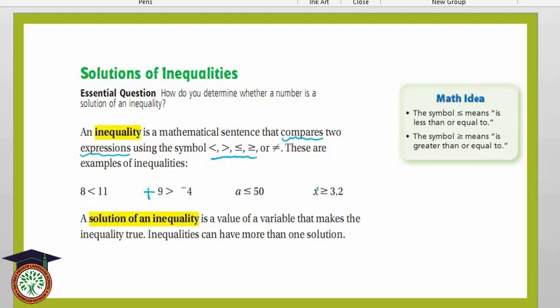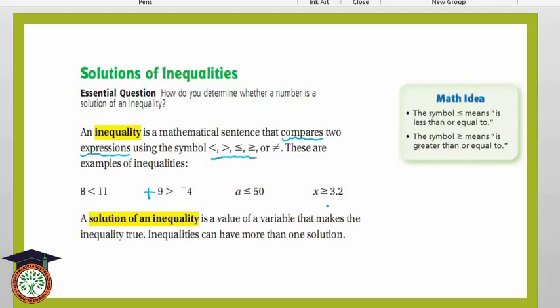Here we have the variable a is less than or equal to 50. So a can take any value less than or equal to 50. A can equal 50, or a can equal 49, 48, 25, 0, negative 5, negative 50, negative 1 million. All these numbers are less than 50. So here you notice that we have many solutions for this inequality.